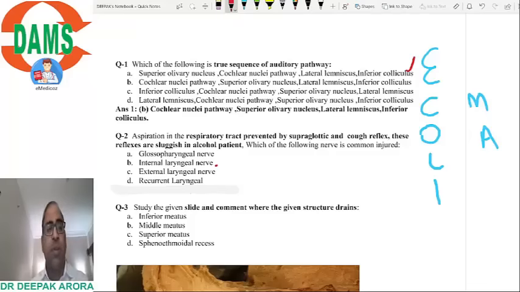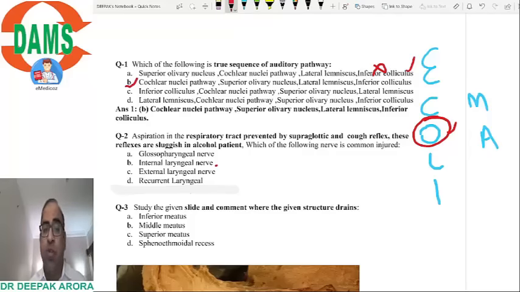The first choice I am giving you, superior olivary nuclei. Superior olivary nuclei, that is option C, the third milestone. It is next to cochlear nucleus. It cannot be before cochlear nucleus. Option A ruled out. What about option B? Cochlear nucleus, followed by superior olivary, followed by lateral lemniscus, followed by inferior colliculus. Absolutely right. So option B seems to be the true order of auditory pathway.